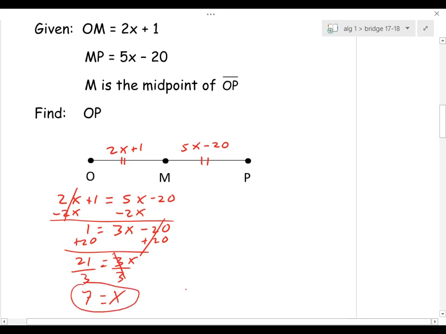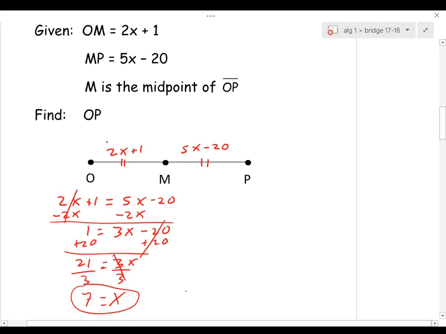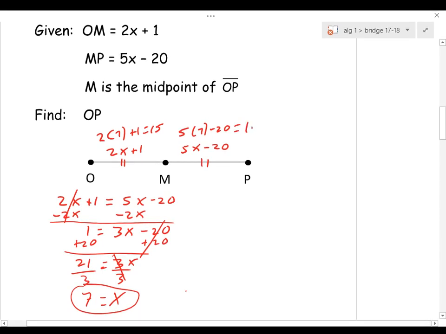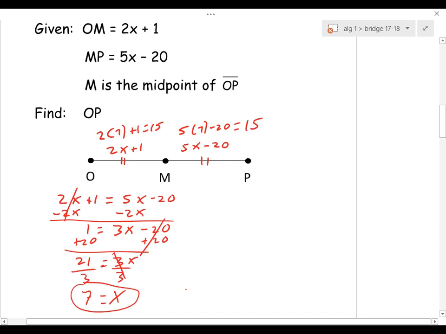And we need to find out what OP is. So let's plug it in. So 2 times 7 plus 1 equals 15. And 5 times 7 minus 20 is 35 minus 20 is 15 also. So OM is 15, MP is 15, 15 plus 15 equals 30, so OP equals 30.